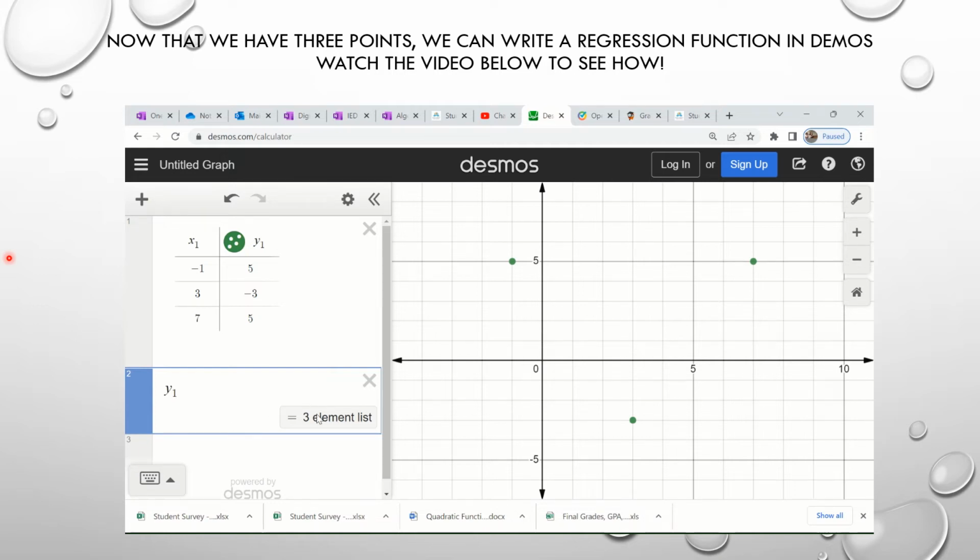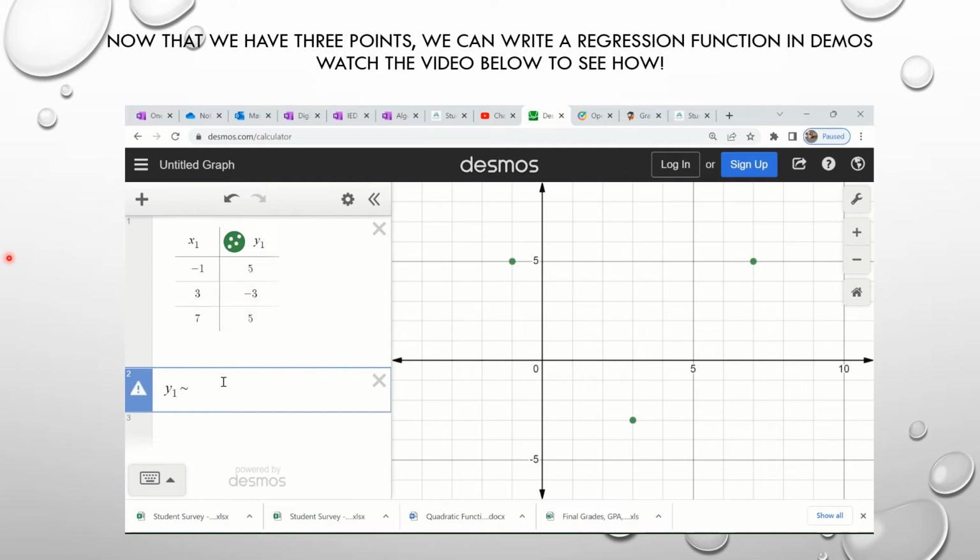And it tells you, okay, we are looking at a 3-element list right there. Now, instead of using an equal sign, though, we use the little tilde. You can find that near the number 1 on your computer. Okay, it's a little bit trickier if you're using the app.